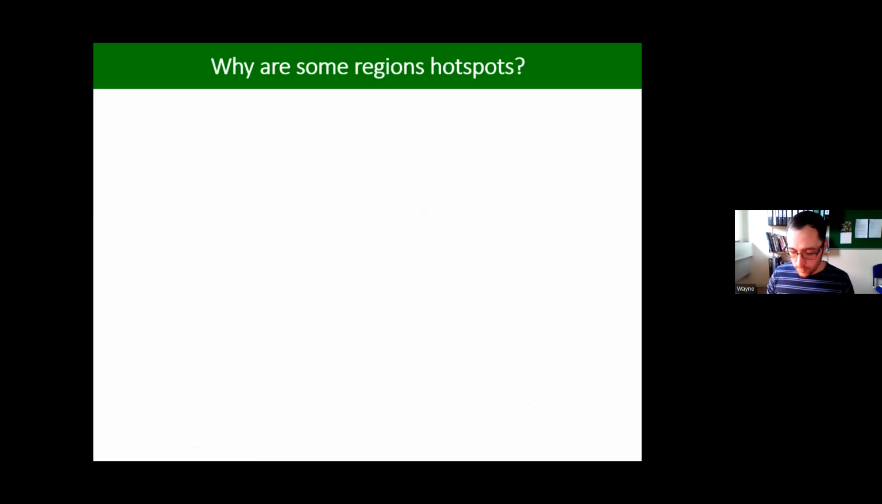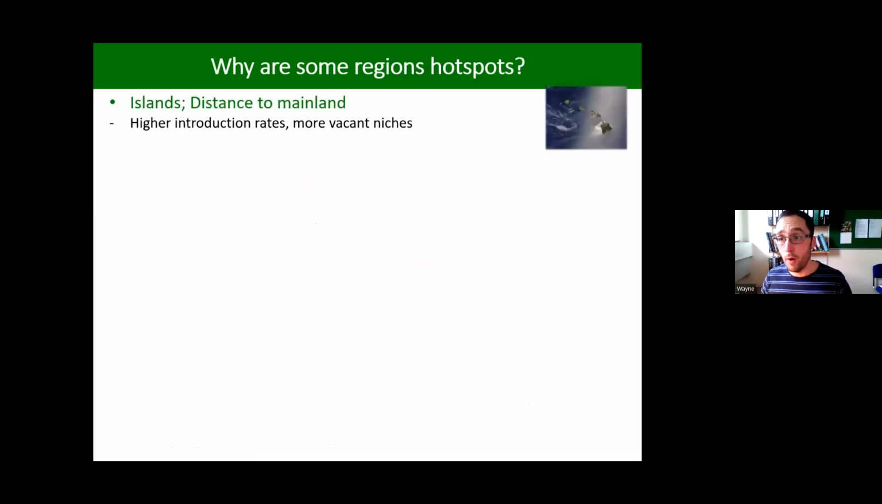Why are some regions hotspots? Well, one reason might be because they're islands. Islands, particularly more remote ones, might have higher rates of introduction, because we need to introduce more species useful to people than in areas closer to the mainland, because there aren't so many native species and there may not be so many useful native species within the flora and fauna. So we may be introducing them.